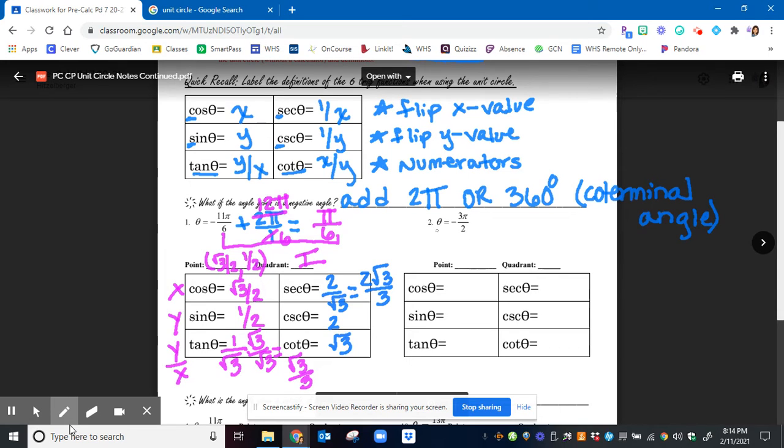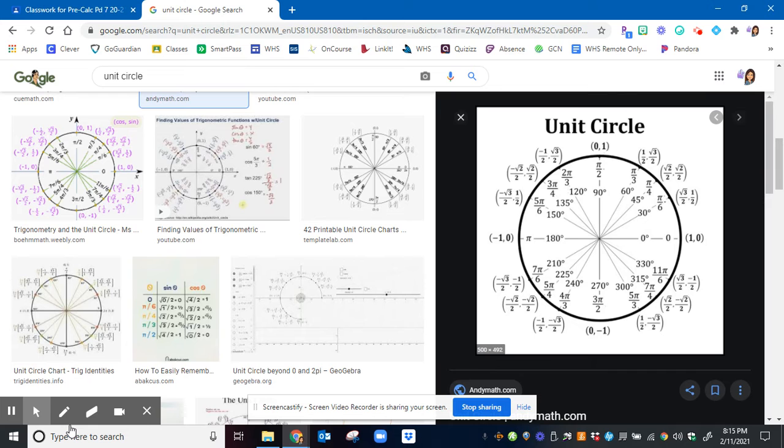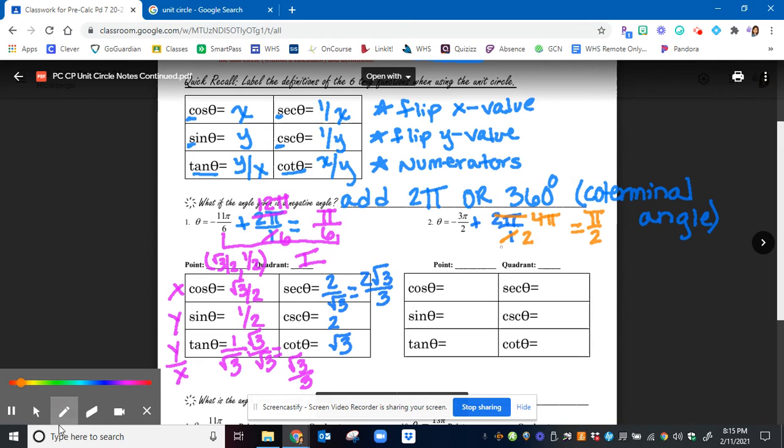Same thing over here for number 2. We're just going to add 2 pi. I'm going to do this quickly. My common denominator is 2, so I'm going to make this 4 pi over 2. And that gives us pi over 2. Once again, pi over 2 is actually the same as 90 degrees. If I take a quick look at my unit circle, that's up here at the top on the y-axis, 0, 1. So this technically is not in a quadrant. This is the positive y-axis, and my point is 0, 1.